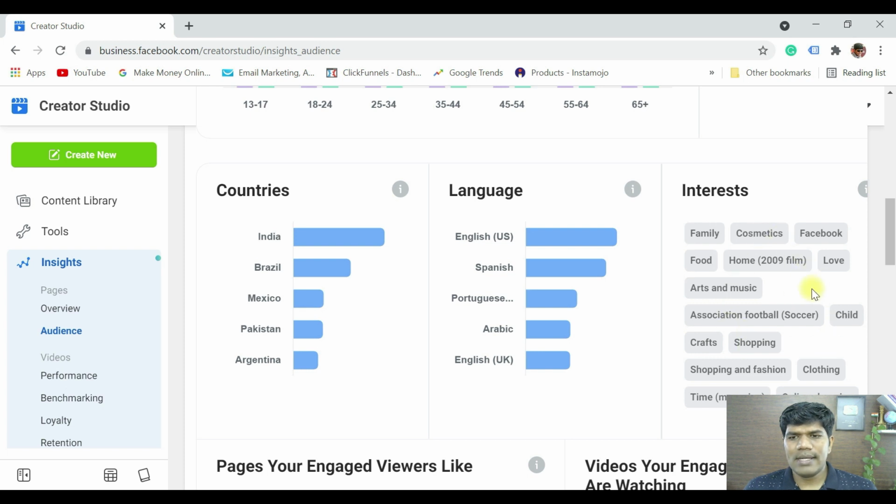So this indicates what the interests are of the audience who are coming to our page. These are the people who are interested in family, cosmetics, Facebook, food, home, love, artists, arts and music, right? So it is just giving an idea of what kind of content they are interested in and what their interests are.